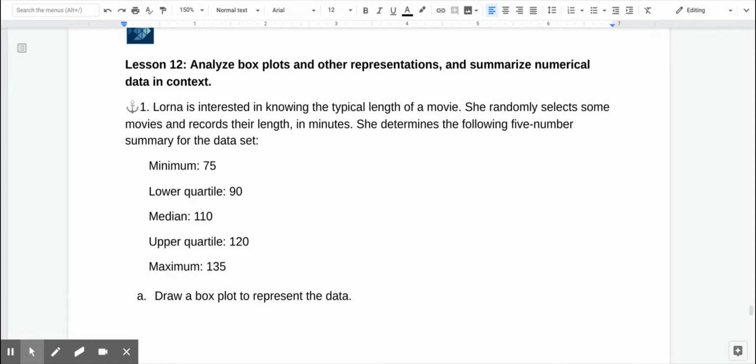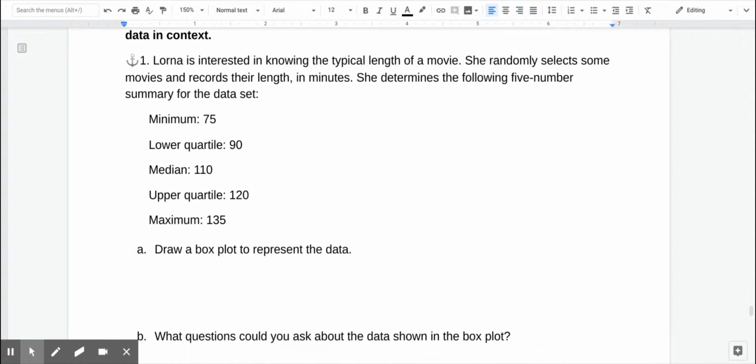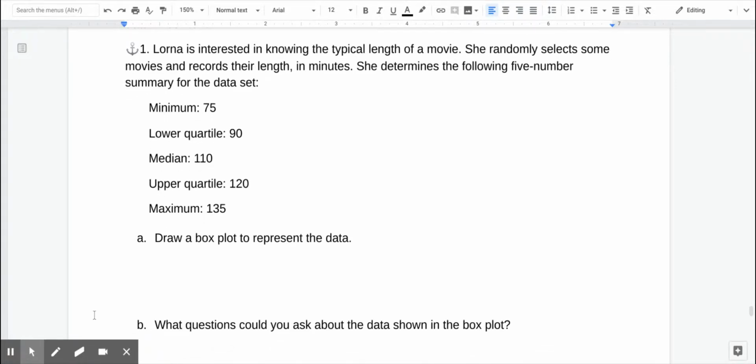So for our first question, we have Lorna and her typical length of a movie, and our first question asks us to draw a box plot. Now we already have our 5-number summary. So I'm going to start by drawing a rather messy number line here.